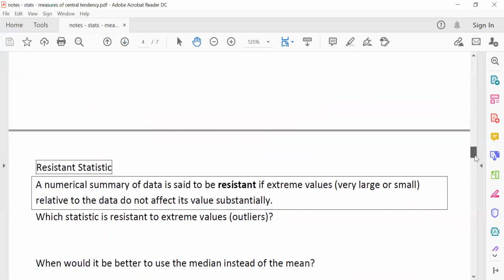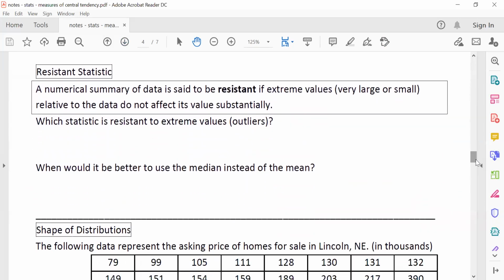I'm going to skip that. It's not that interesting. And hey, look at this. Exactly what I was telling you earlier. Resistance. A numerical summary of data, or in this case, mean, median, things that we've been studying, is resistant if extreme values do not affect the value substantially. So exactly what I mentioned a second ago, we already saw an example of it.